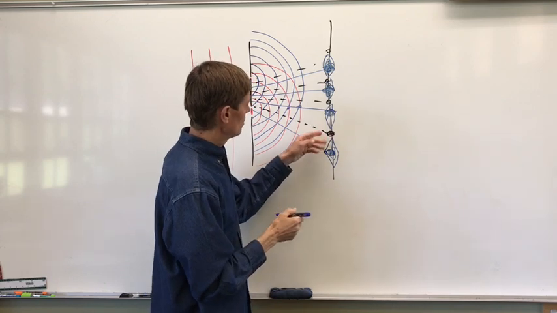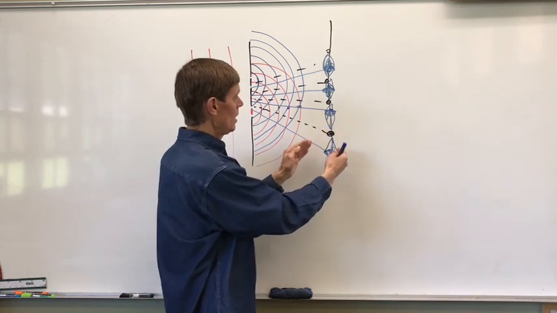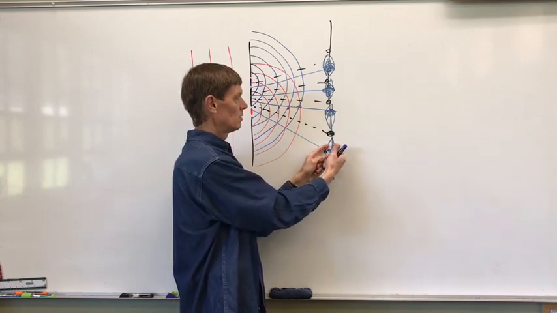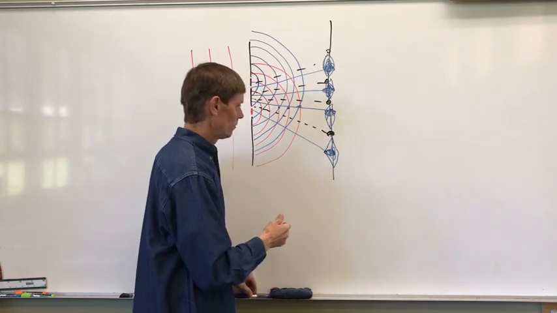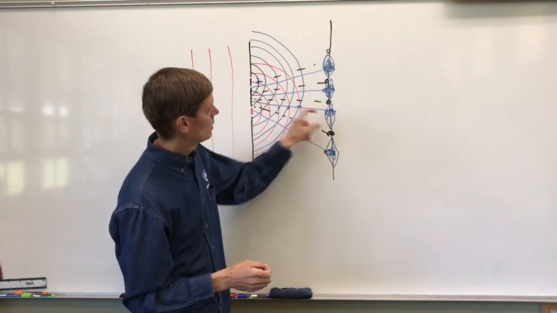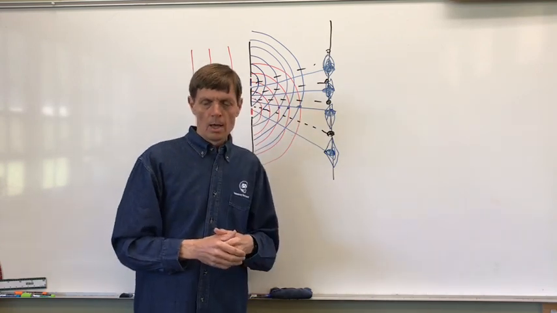Why? Because here we get complete destructive, here we get complete constructive, and in between we get constructive and less constructive until it's completely destructive. So you get this blurring of the bright spots and dark spots. It's not clean cut in between them, and so there's sort of a blurring that goes on between.